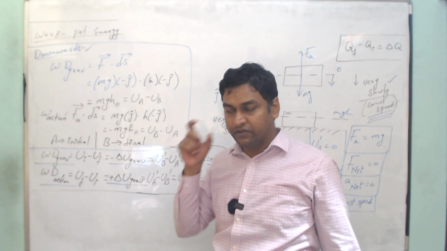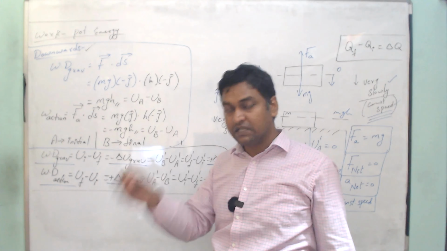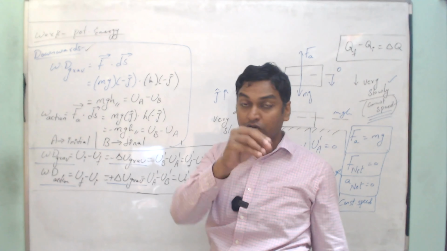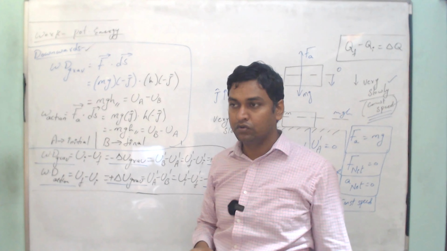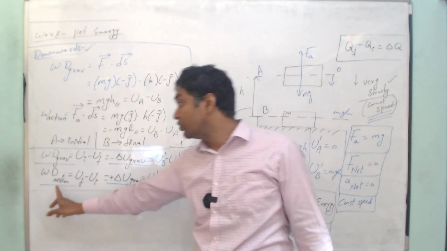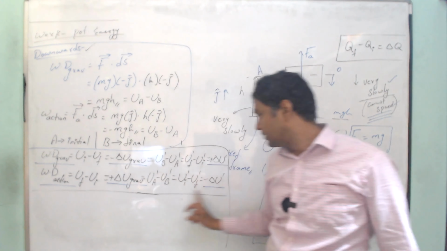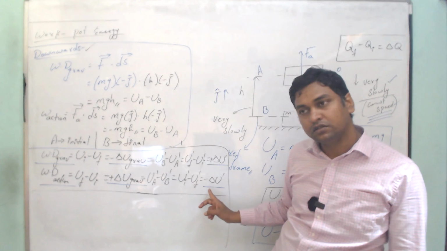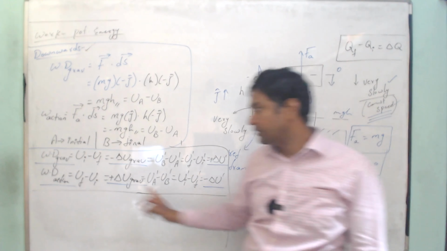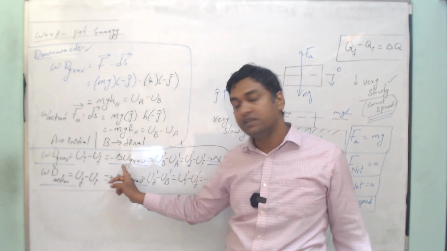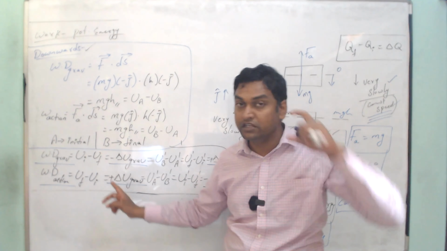But that U should be representing the same force that you're talking of in W. So W_A is equal to minus delta U_A. W_G is equal to minus delta U gravitation.